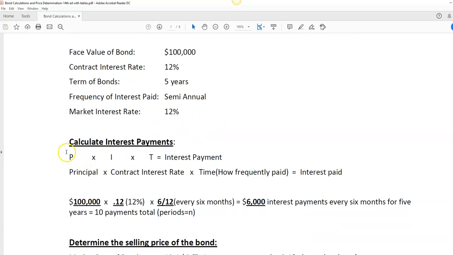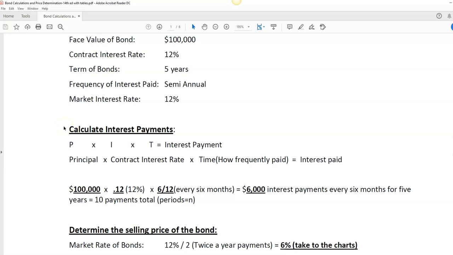So here's the formula to calculate the interest payments. This is the first thing you should do. Principal times interest times time. So principal is the face amount, $100,000. Interest is the contract interest rate, 12% times the time, 6 divided by 12, or 1/2. So this is basically that every 6 months a $6,000 interest payment will be paid for 5 years. That's 10 payments or periods. Periods equal N.